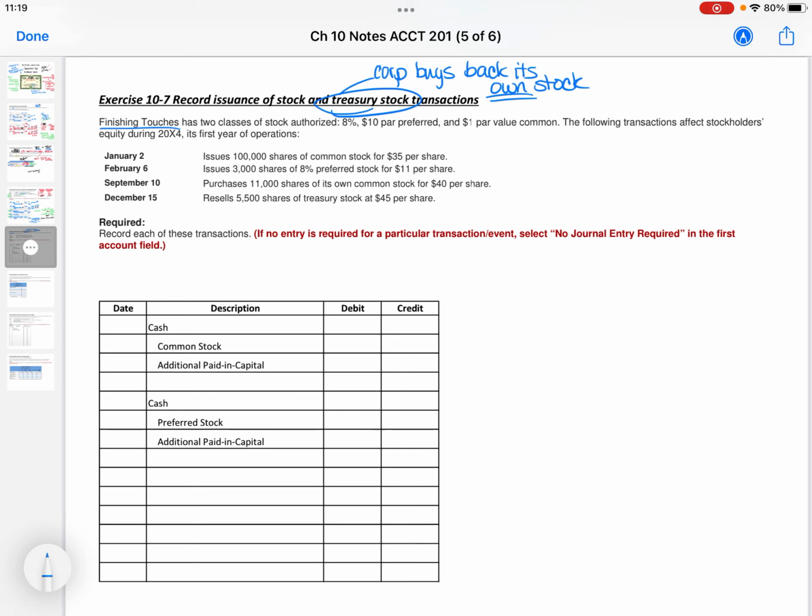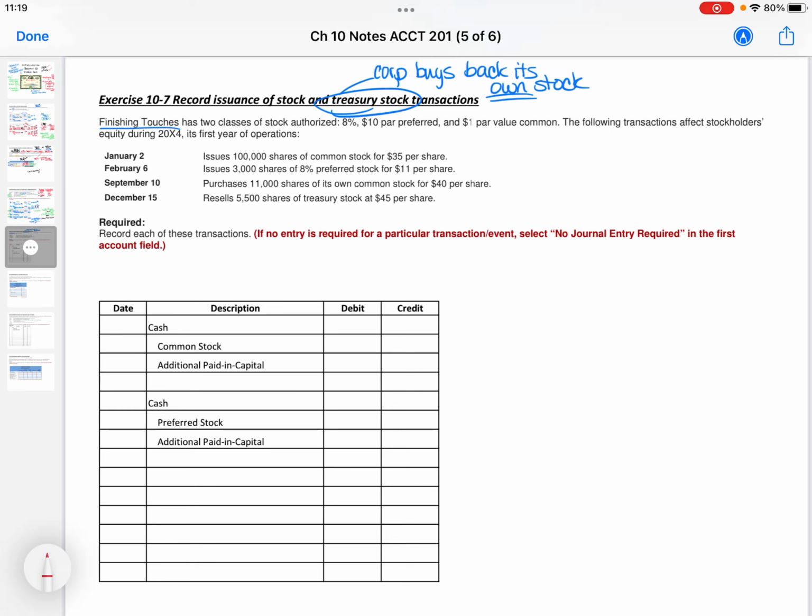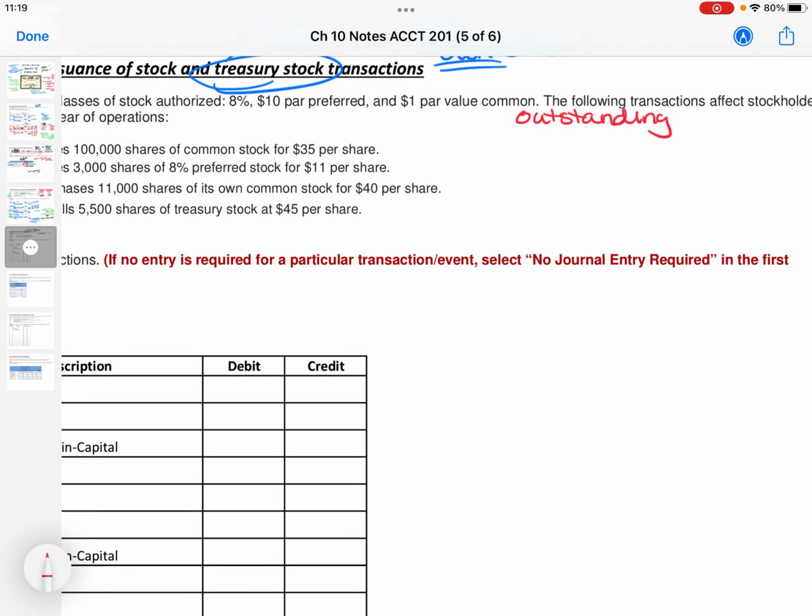So if I buy someone else's stock, because a corporation can buy other companies, if I buy other stock, that's an investment. But if I buy back my own stock, it's treasury stock. And there's different reasons why we buy our own stock. But let me go ahead and create this again. So we need to keep track of our shares outstanding. So remember, this is actually shares, not dollars. So shares, better write that down. Okay, we're going to keep track of common and preferred. And this time, we're also going to keep track of treasury.